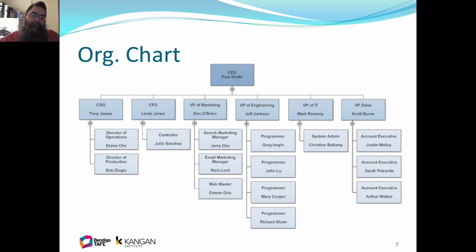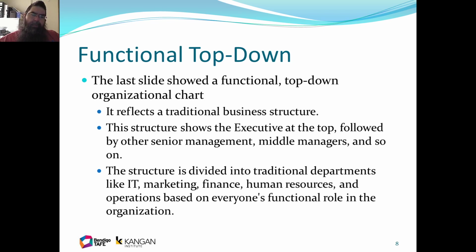And this is a typical org chart that you will come across. So it basically has the person's name and the position title, and underneath is the people and the positions that report to them. That's known as a functional or top-down org chart. It reflects traditional business structure with the executives and the managers at the top as you come down to the various people that report to those managers.